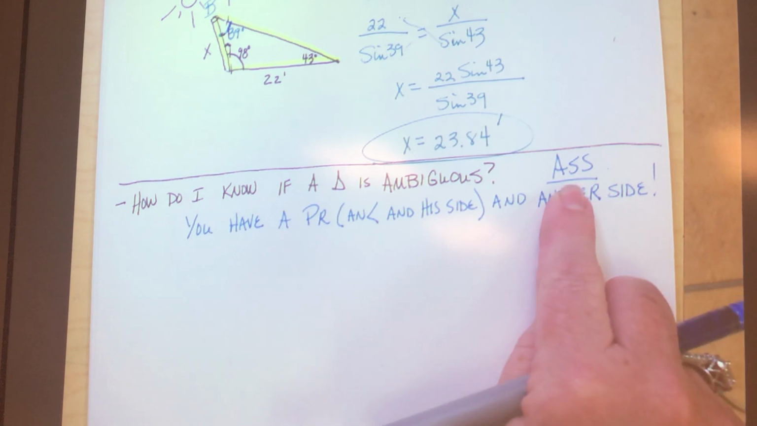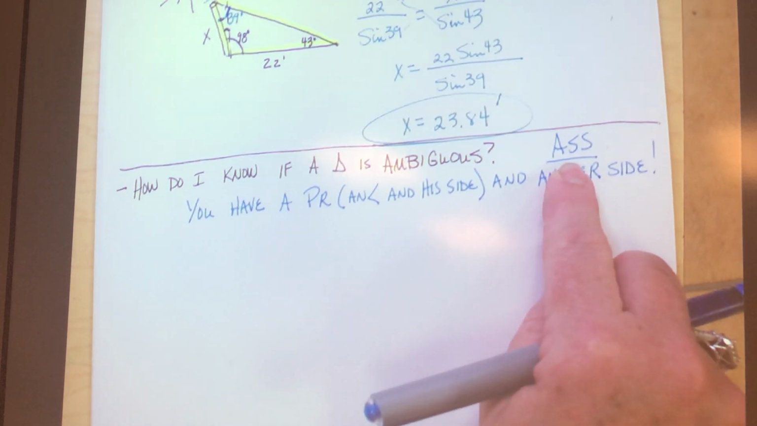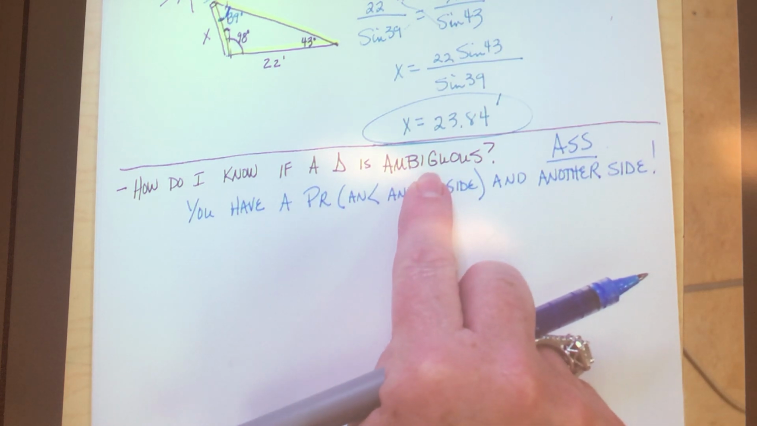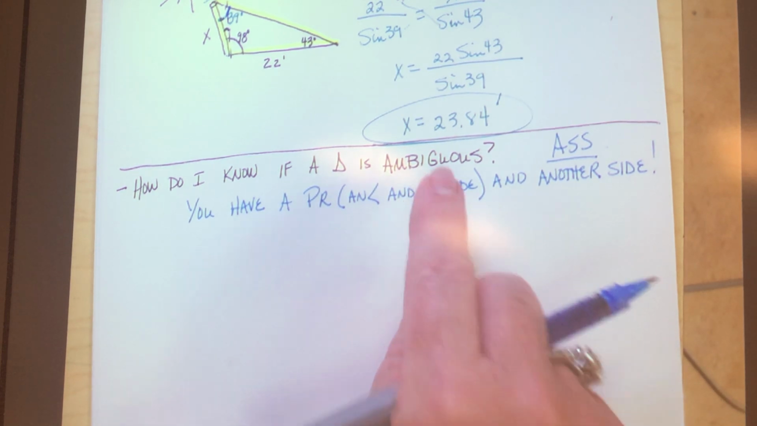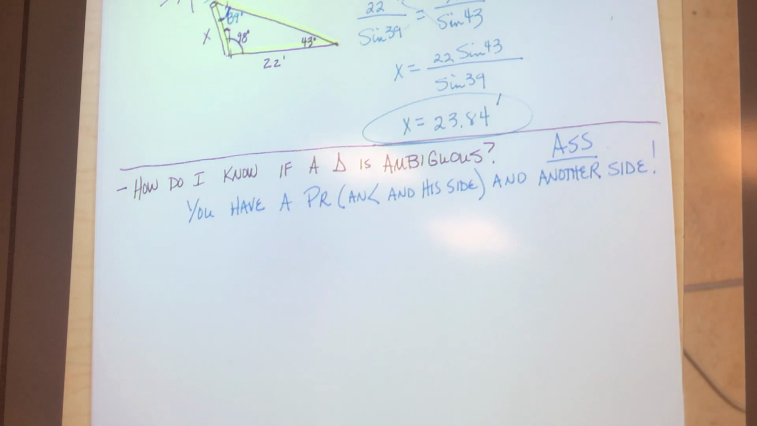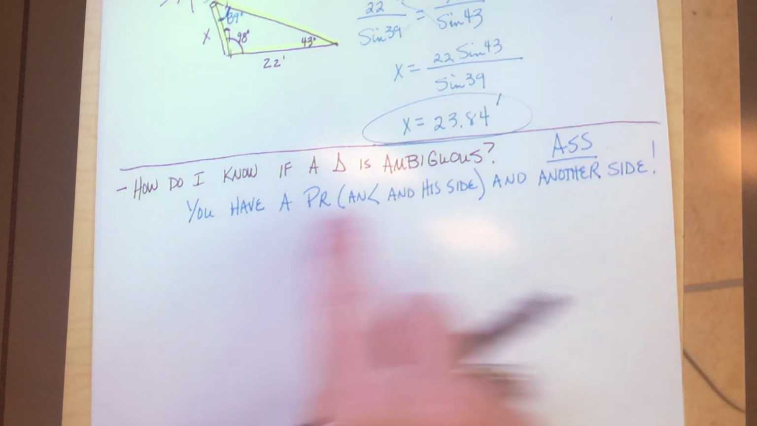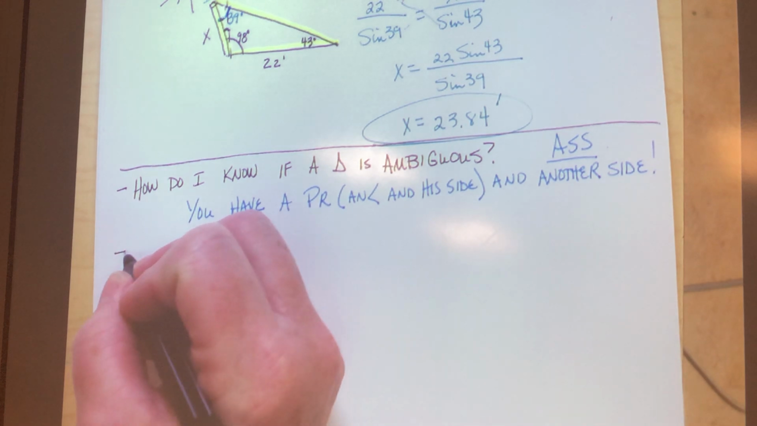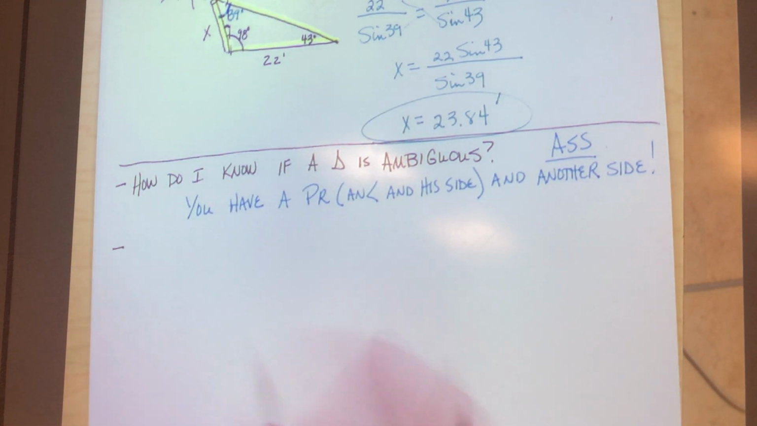We don't want to be looking like one of these. So be very careful. The ambiguous case is the most difficult. All the other stuff is easy, you just slap it out. So can you decide if it's ambiguous or not? Yeah, you can. You look at what I gave you and ask, do I have a pair and another side? And then we're going to follow the rules on the chart.